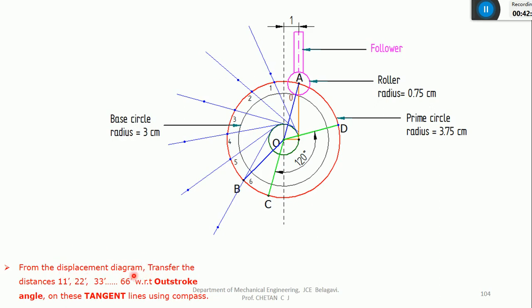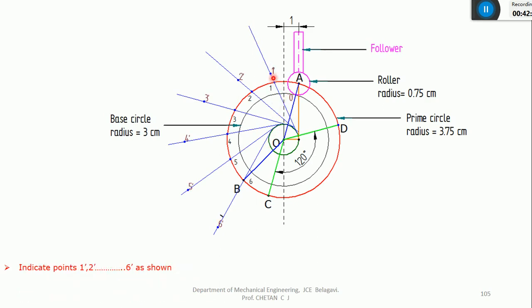So use the same method whatever you have followed for the first case. Using the compass, I'll get all these 6 vertical distances from the displacement diagram corresponding to the outstroke angle. And I'll transfer them on these tangent lines, and I'll get these 6 intersection points on these tangent lines, that is 1 dash, 2 dash, 3 dash, 4 dash, 5 dash, and 6 dash.